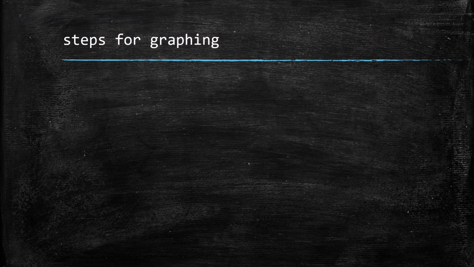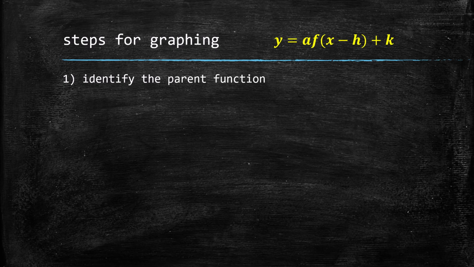So now I'm going to outline some steps for graphing more efficiently. What we did on the previous slide was take the transformations one at a time to understand how they work, how they operate, but we can do this more efficiently. So here we go. Start with the generic function, a times f of (x minus h) plus k. And start by identifying the parent function.